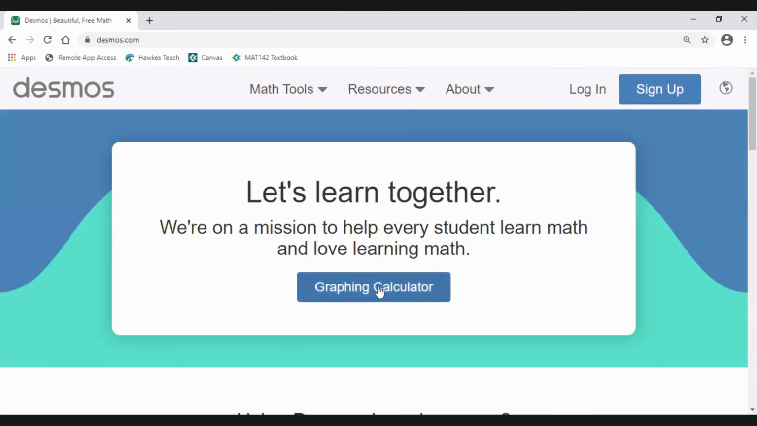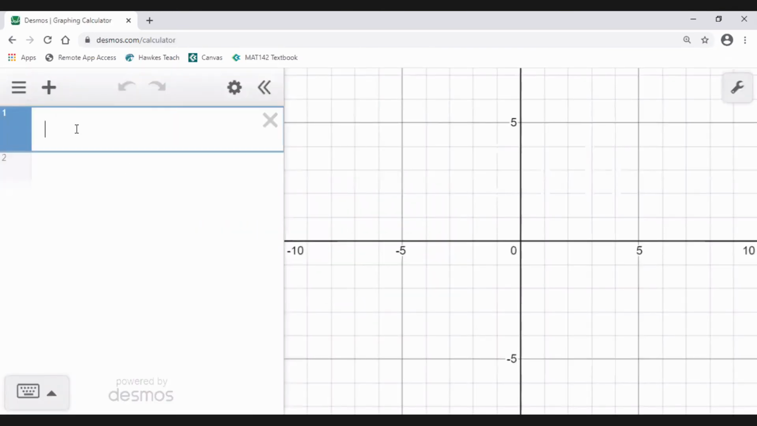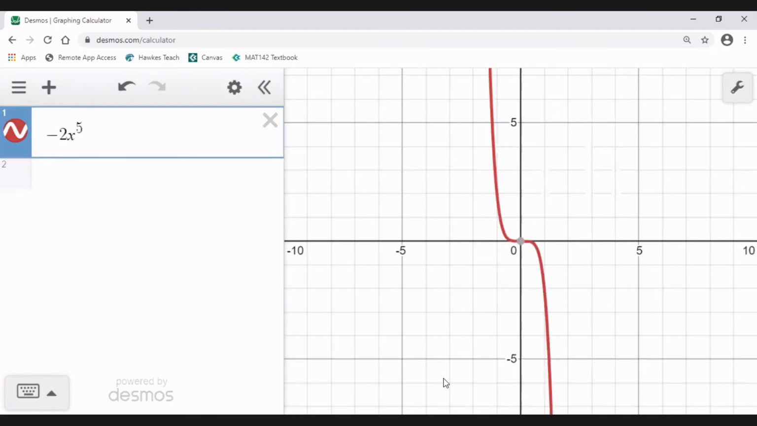With the leading coefficient being negative 2x to the 5th power, we're looking at the negative in front of the 2, right? That's where we get the up and down. Yes, exactly. So the 2 itself doesn't have anything to do with it. It's just the negative part. Okay.